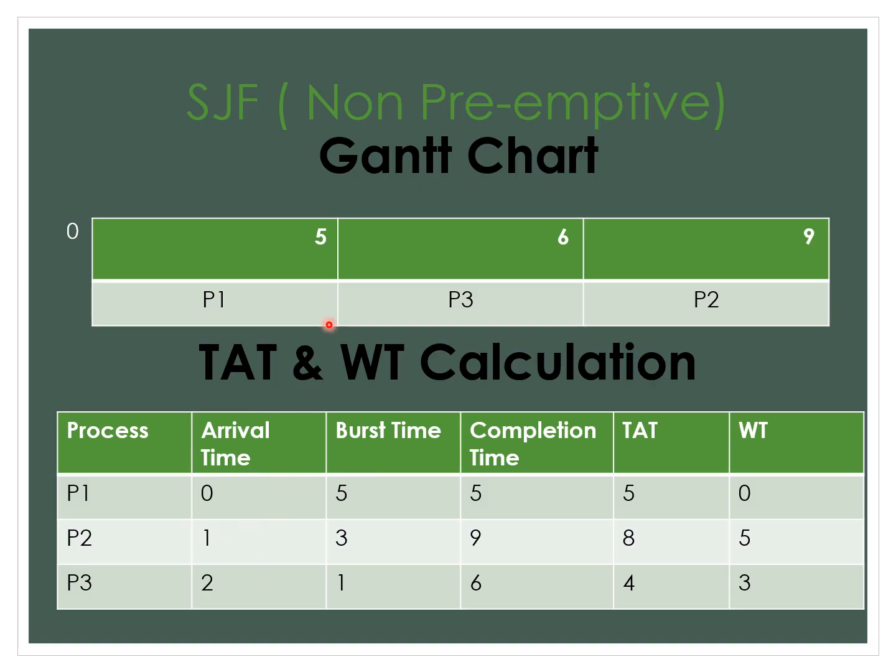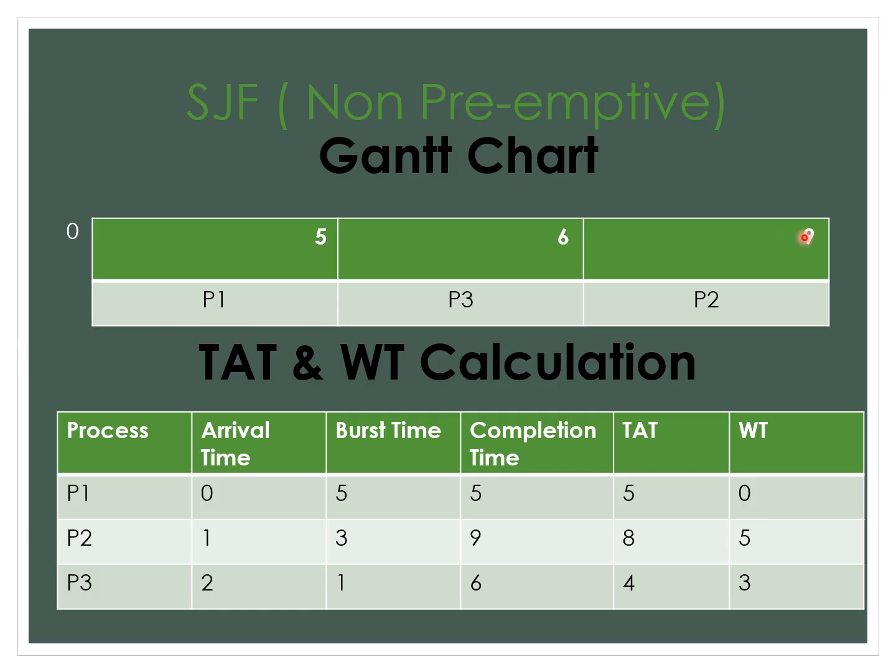At the time of 5 milliseconds, all the processes have arrived. So here we consider the minimum execution time or burst time. P3 has the minimum burst time. So already 5, plus the burst time of P3, 1, is added. So P3 completed its execution at 6 milliseconds. Next, P2 is executed.